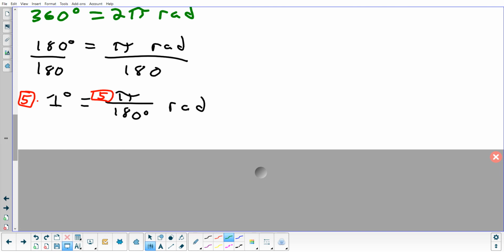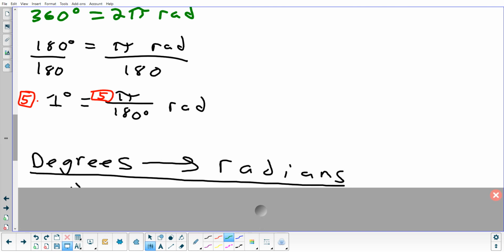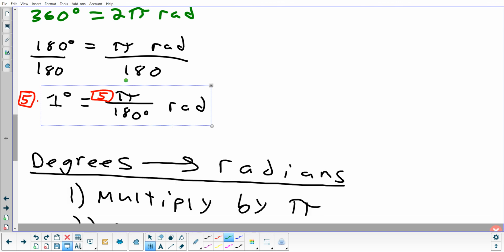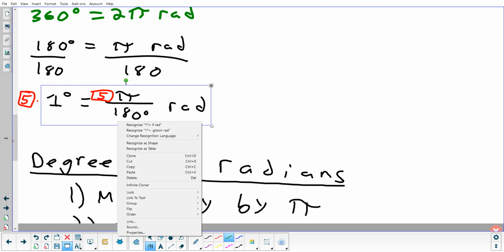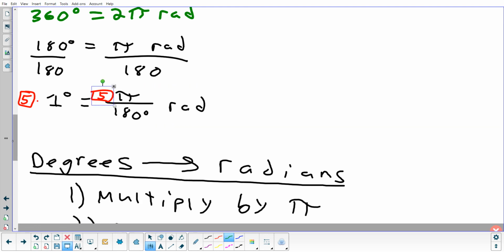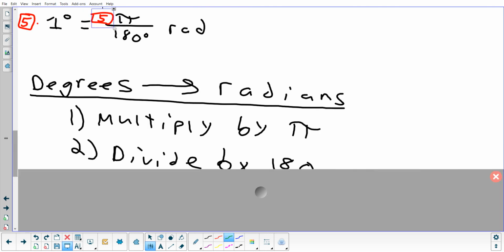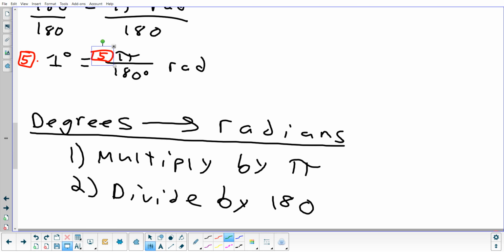Whatever number you want to change from degrees to radians, you do two things. You multiply that number by pi, and then you divide that number by 180. Those are the two steps to change from degrees to radians. Multiply the number you want to convert by pi, and divide by 180. Doesn't matter what the number is, 1, 2, 5, negative 6. You always do these two steps to change degrees to radians. Basically just filling a number in that red box every time. And you multiply by pi, and then you divide by 180.